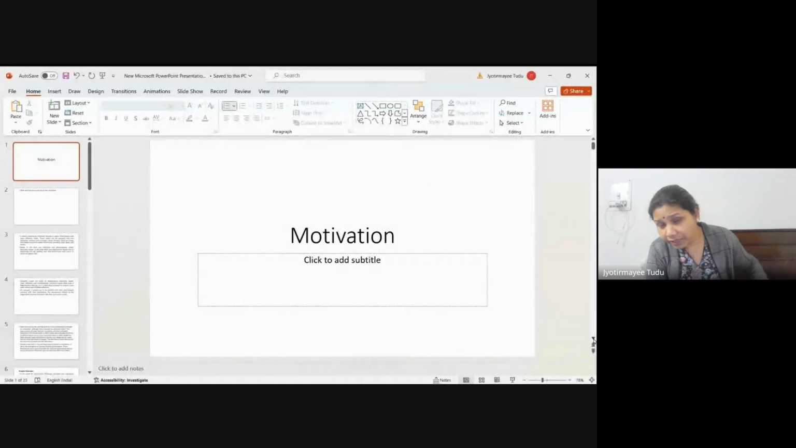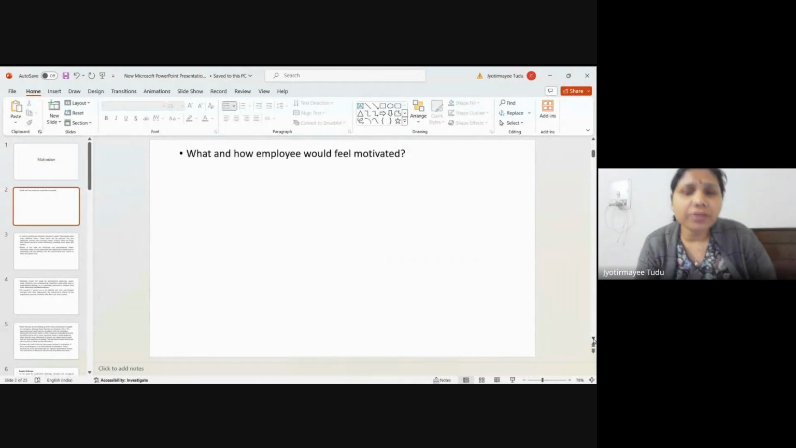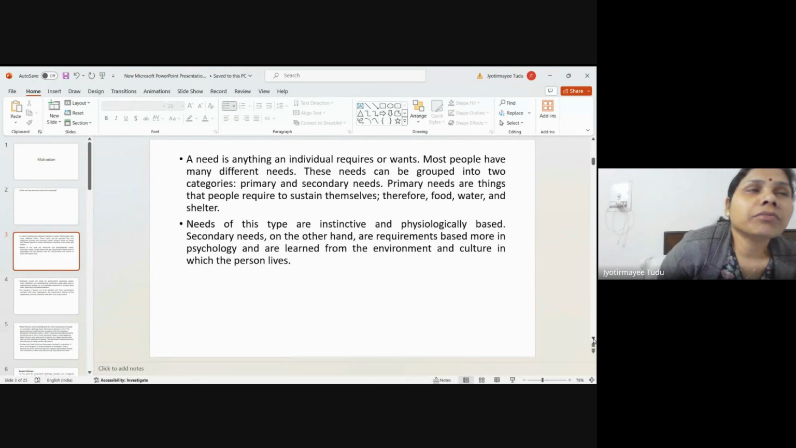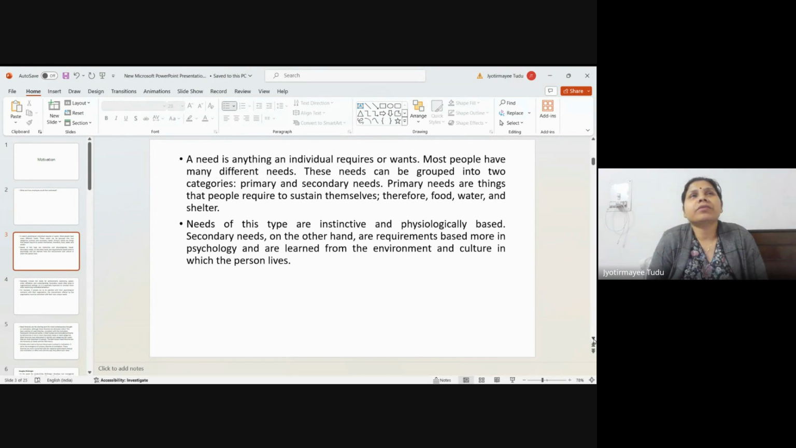So the question begins with what and how an employee would feel motivated to work. In that regard, we already have explanations relating to need theory, the hierarchy of needs. Here, one would feel motivated to work as per the need. Actually, there are two broad understandings of how an employee would feel motivated.